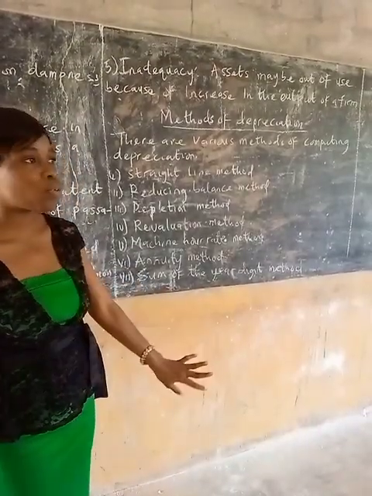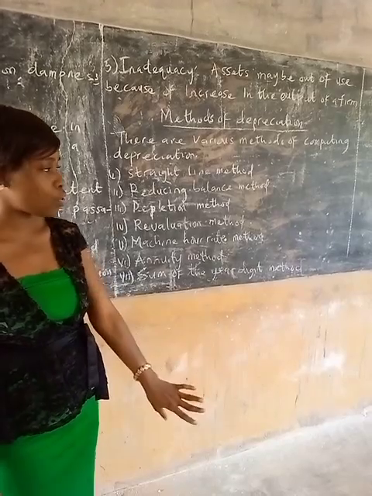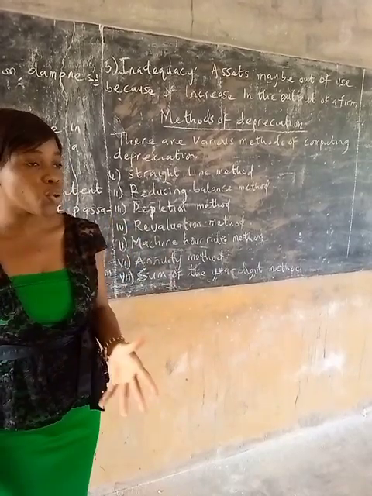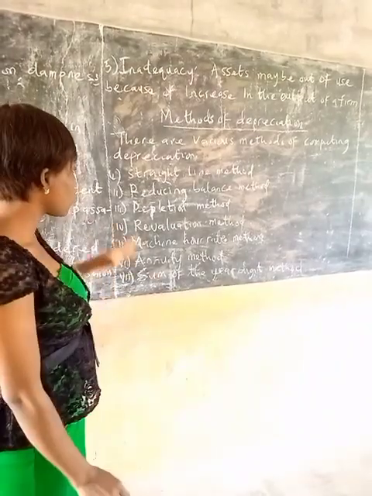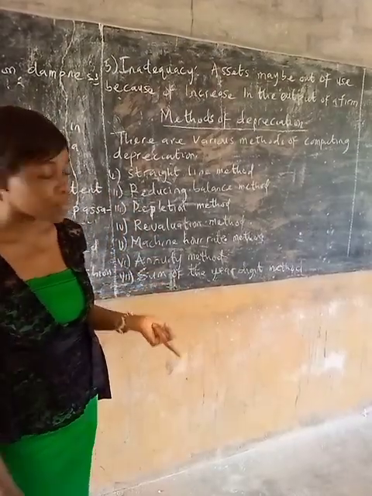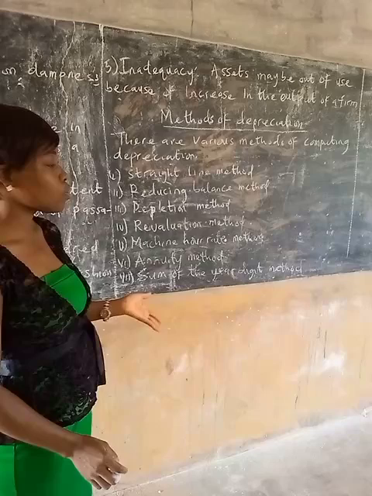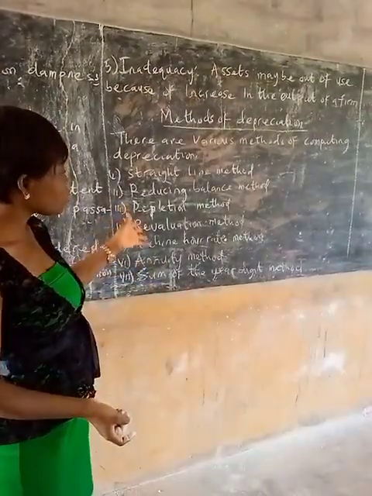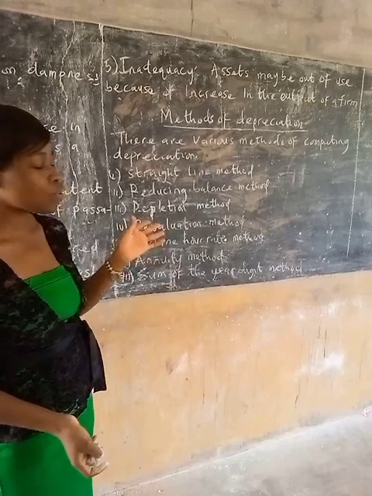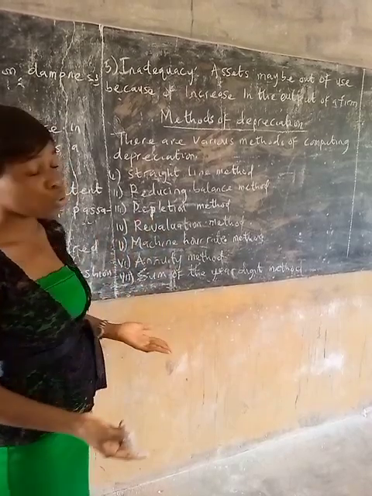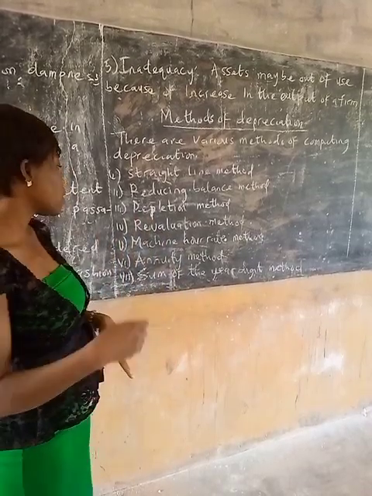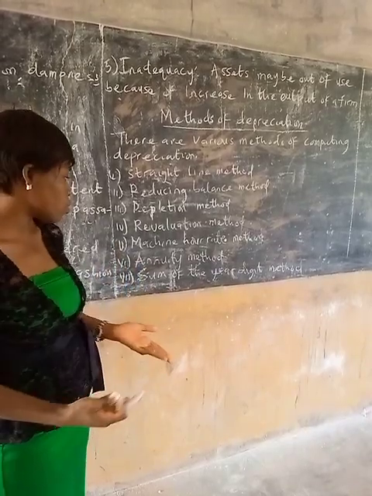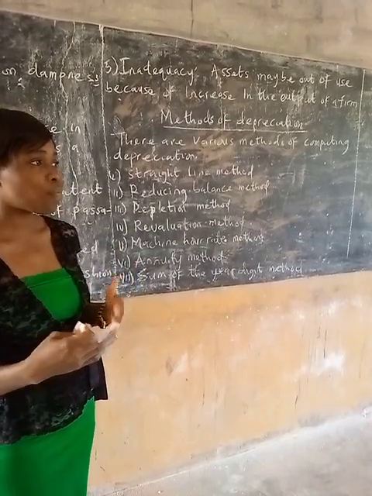Then we have different methods by which we can compute depreciation. We have so many different methods that we can put in place. Number 1, we have the straight line method. We have the reducing balance method or diminishing balance method, it's still the same thing. Another one is the depletion method. Then number 4, we have the revaluation method. We have the sinking fund, the machine hour rate method, then the annuity method, and the sum of the year digits method.